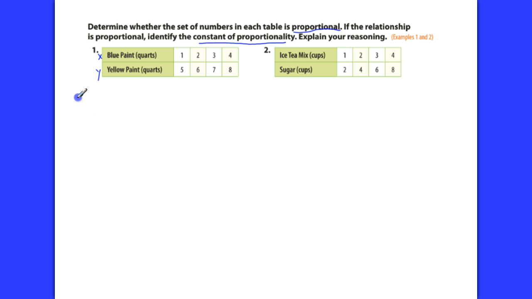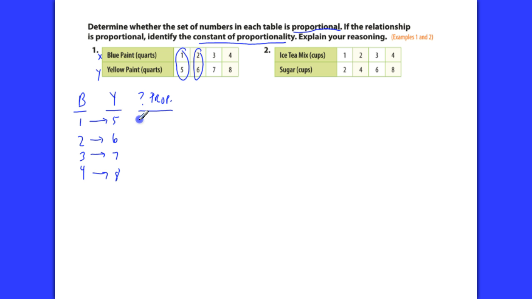And to make it a little easier for us, let's turn the chart. Blue would be 1, 2, 3, 4, and then yellow paint would be 5. Let's see, 1 is 5, 2 is 6. So for 2 quarts of blue paint, you need 6 quarts of yellow paint is what that's saying. 2 is 6, 3 needs 7, and 4 needs 8. Okay, so the question is, is this a proportion? I'll say question mark, prop.